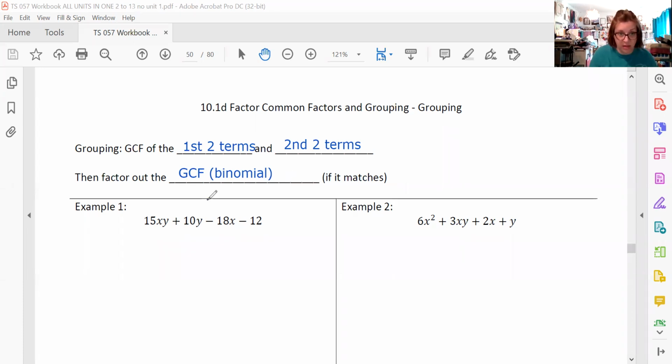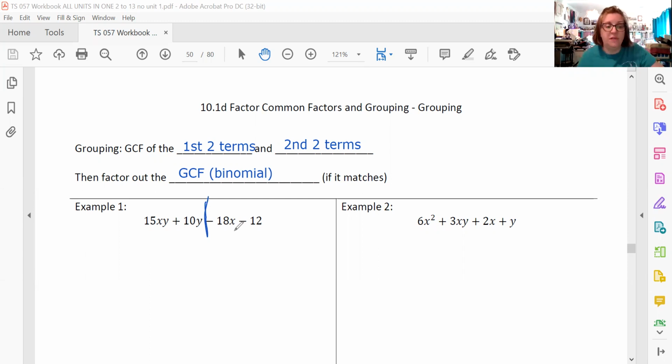I'm going to draw a line right here. And so then I have these two groups. The first two terms, I can factor stuff out, and the second two terms, I can factor things out. And I'm going to ignore that I don't have the same thing coming out of them, because it's going to work out.